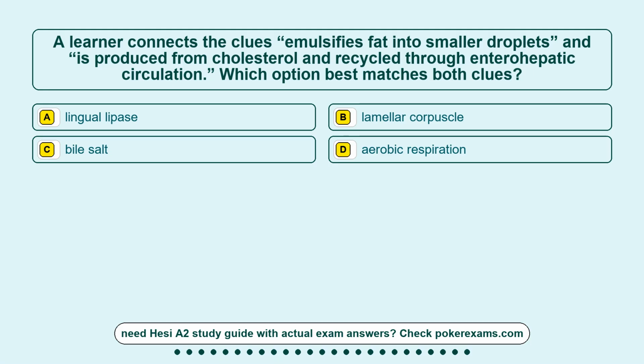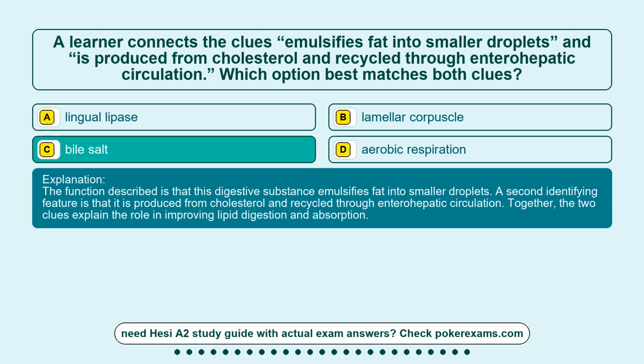Question 19. A learner connects the clues: emulsifies fat into smaller droplets, and is produced from cholesterol and recycled through enterohepatic circulation. Which option best matches both clues? Option A, lingual lipase. Option B, lamellar corpuscle. Option C, bile salt. Option D, aerobic respiration. The correct answer is option C, bile salt.